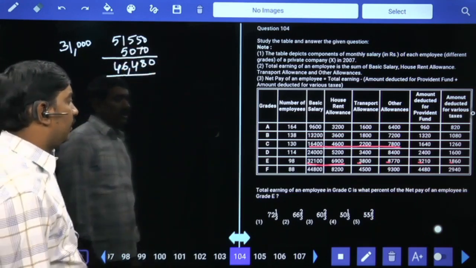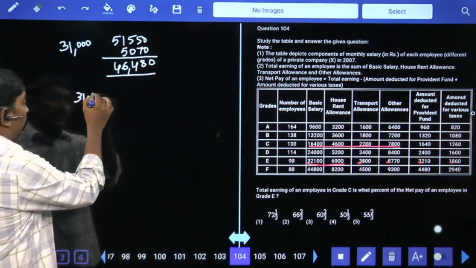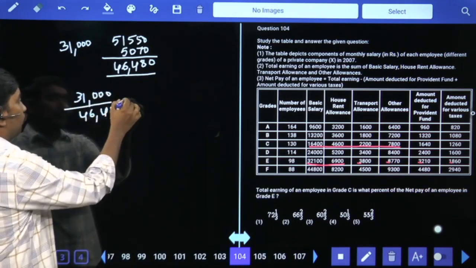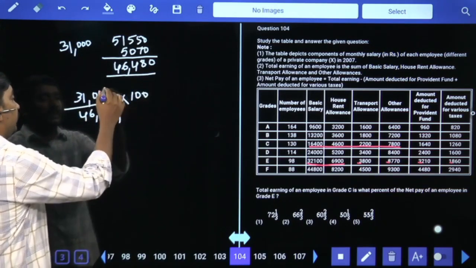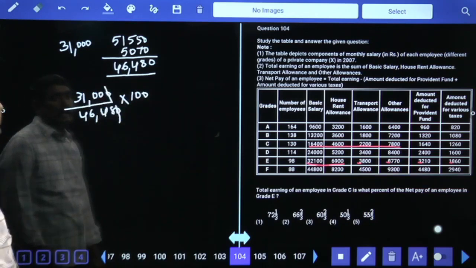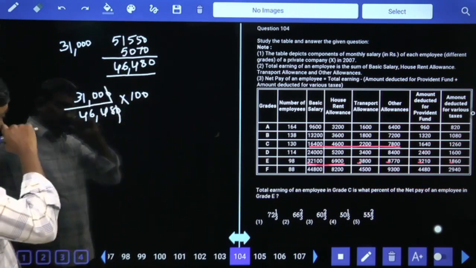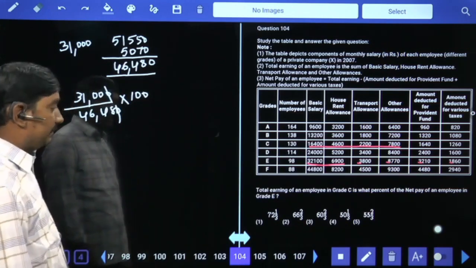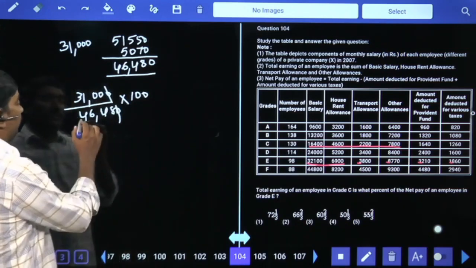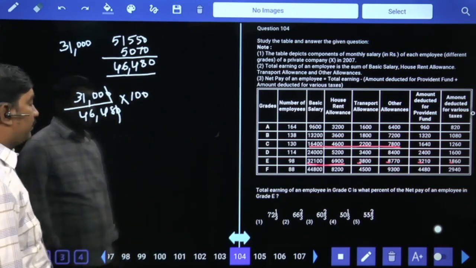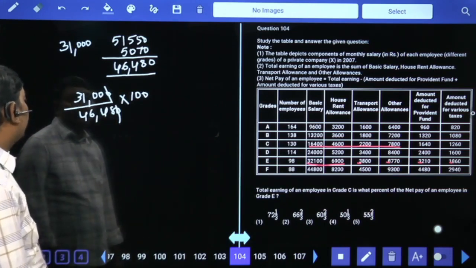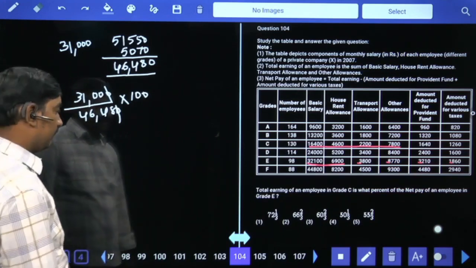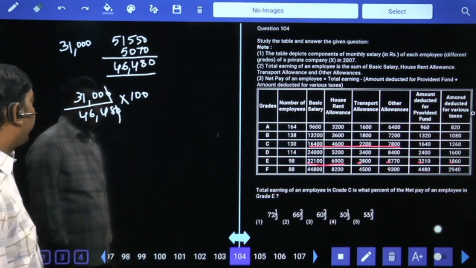Question is what percent of the net pay? 31,000 is what percent of 46,480? The zeros get cancelled. 31,000 is what percent of 46,480? Approximately 70% and below. Nearby 70 and below, second option is your answer. 66 2 by 3.